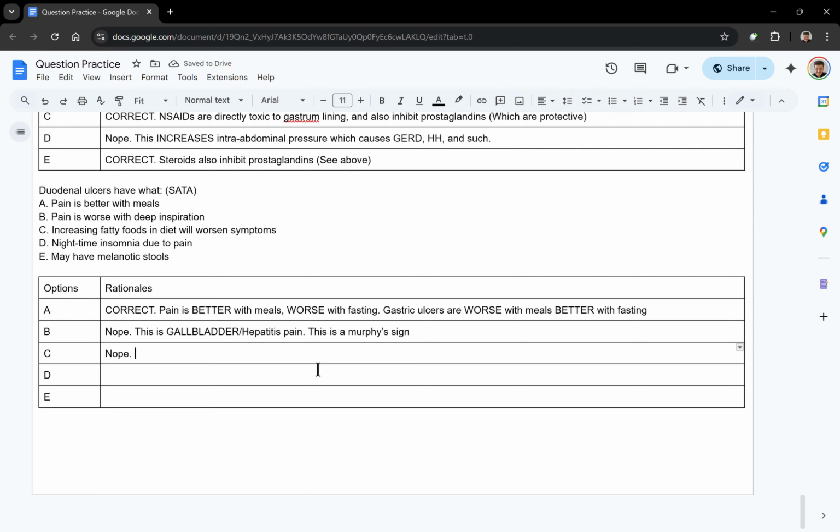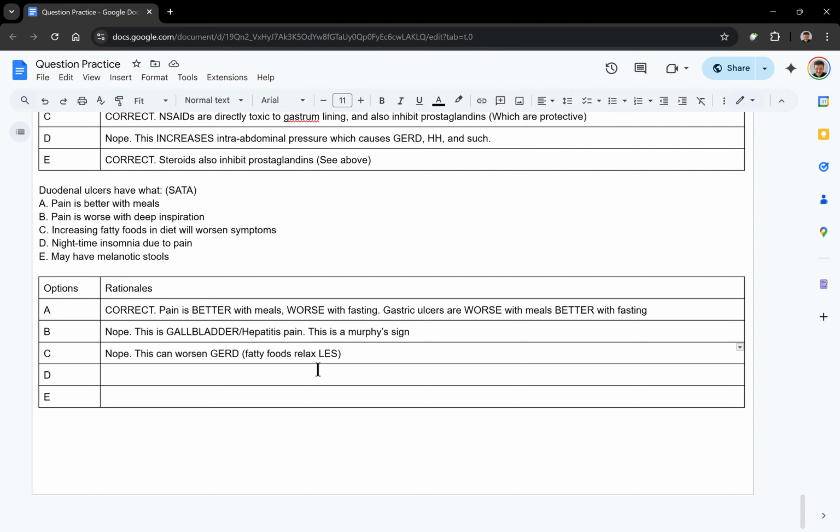So it might worsen GERD, right? Fatty foods can worsen GERD, right? Fatty foods relax the LES, right? So it really doesn't have anything to do with ulcers. Ulcers could get worse with alcohol, it could get worse with smoking, which is wound healing as well, right? It can get worse with NSAIDs and steroids and whatnot, but fatty foods don't have any role, okay?